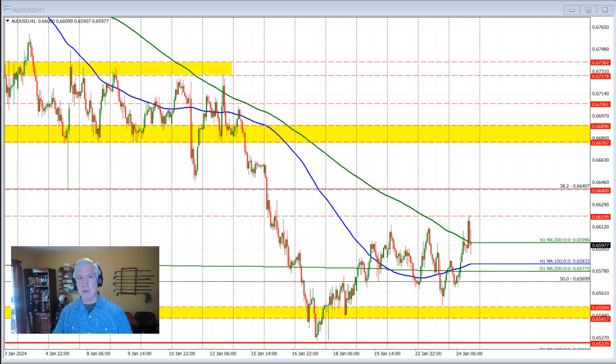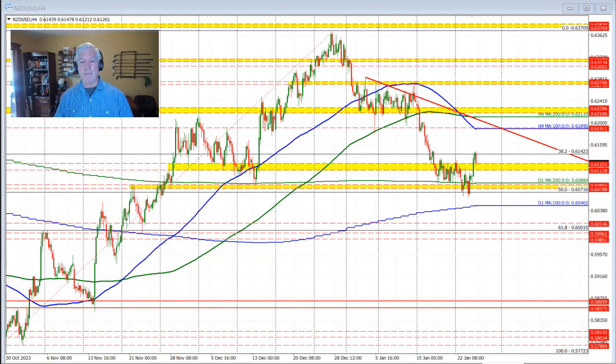Finally, let's take a look at the New Zealand versus the US dollar. This is on the 4-hour chart to start off, and the price action this week, like the Aussie versus US dollar, was up and down, and in the process moved above and below its 200-day moving average. That's a green overlay line right through here.